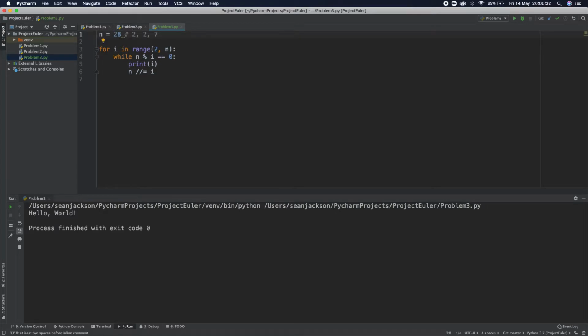What that means is we'll start with 2 and go through while 28 is divisible by 2, which it is, so we'll print 2, and n will be replaced by 14 because we'll do the integer division of 28 by 2. Then we'll go back: while 14 is divisible by 2, well, that is the case, so we'll print 2 again, and then we'll be left with 7. So 7 is not divisible by 2 anymore, so it's going to pop out, increment i to 3, and that's not the case, so it's going to keep going.